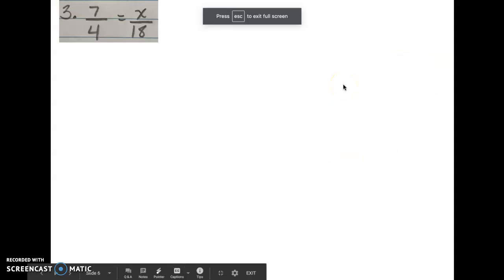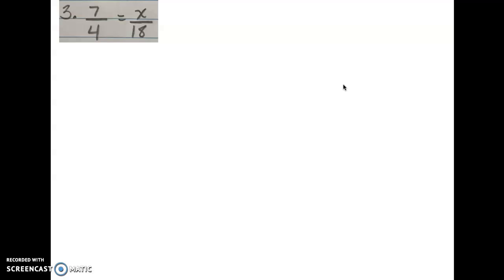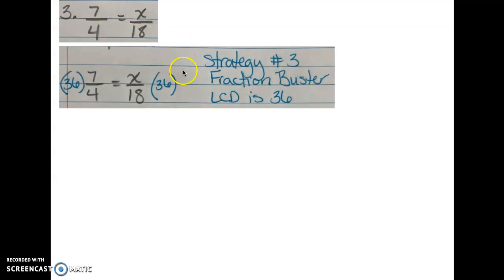Okay, number 3, we have 7 over 4 equals x over 18. I'm going to use strategy number 3, which is fraction busters. When you're using fraction busters, you're trying to get rid of your denominators, so you need to find the lowest common denominator, or what's a number that is divisible by both 18 and 4, and the lowest common denominator here would be 36. So I'm going to multiply both sides of the equation by 36.